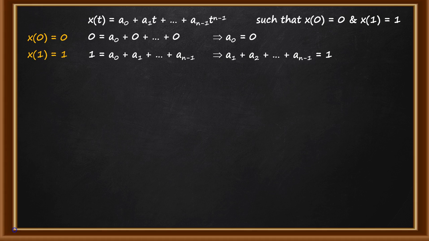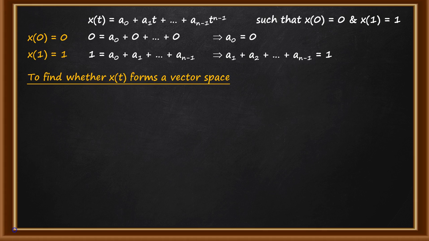Now our purpose is to check whether this x(t) forms a linear vector space or not. To find that, first we will suppose there is another vector, that is y(t) equal to b0 plus b1 t plus up to b(n minus 1) t to the power n minus 1.